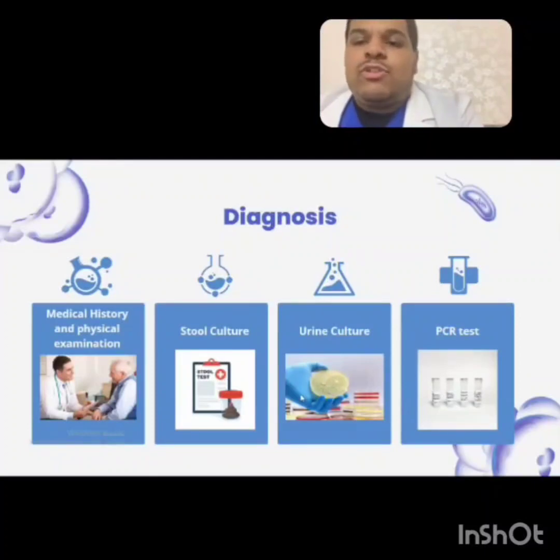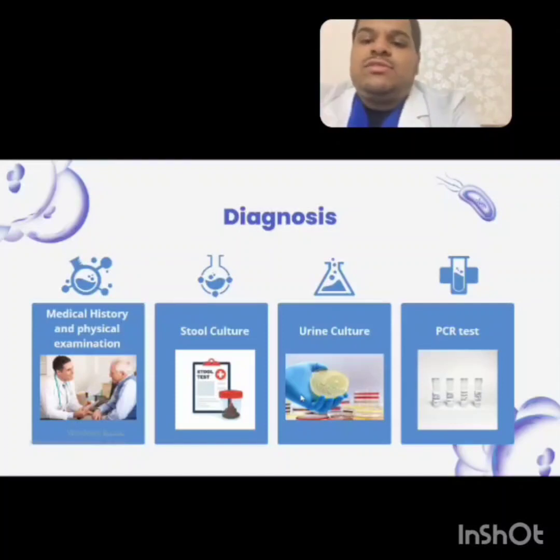Next, the diagnosis of the E. coli infection typically involves a combination of clinical evaluation, medical history assessment, and lab tests. The most common method used for diagnosis is medical history and physical examination. The healthcare provider will review your symptoms, medical history, recent travel, and potential exposure to contaminated food or water. The physical examination may help identify signs of abdominal tenderness and dehydration.